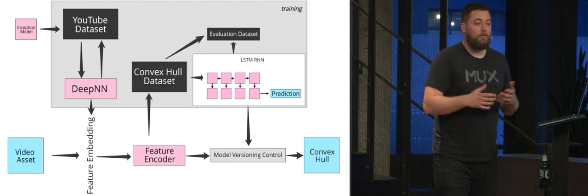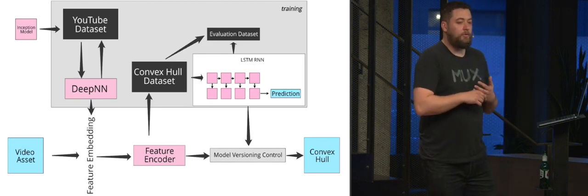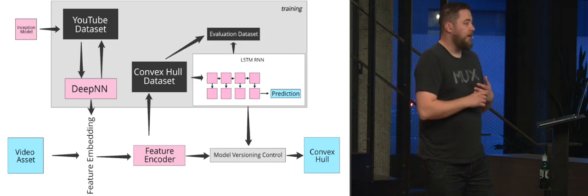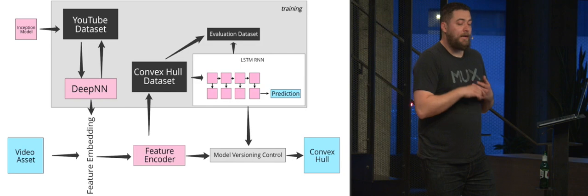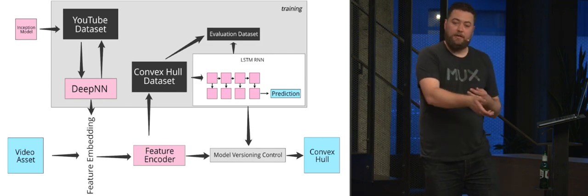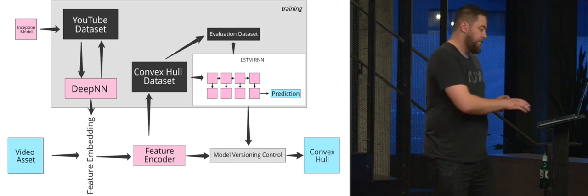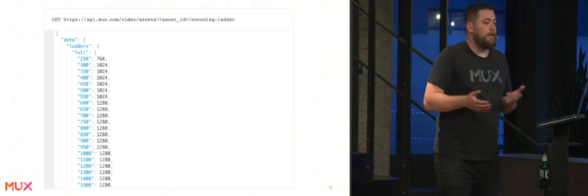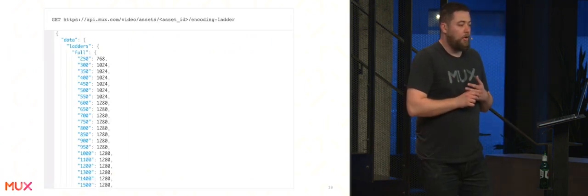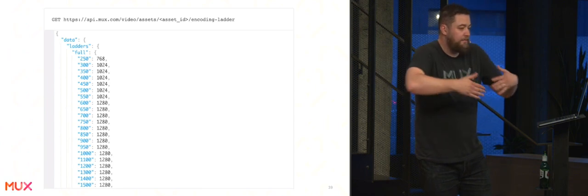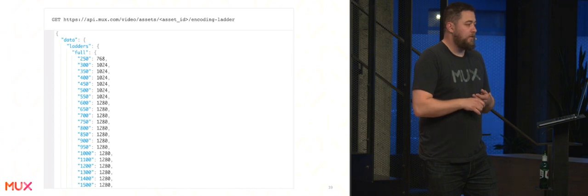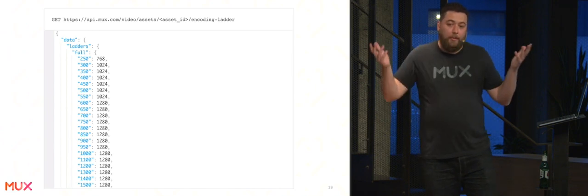And the other really cool thing about this is, as new users bring to Mux new content types and are interested in using this, we can actually retrain our model on their specific content to do a better job of encoding it. So, as I said, it's live, and we'll even show you the encoding ladders that we're predicting. We're not keeping this behind closed doors. We really want to spark a discussion about making this something that more people are doing.